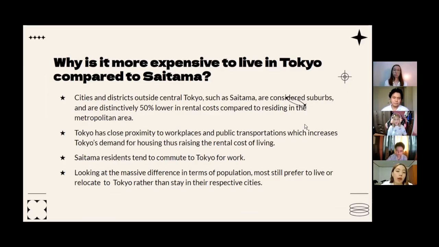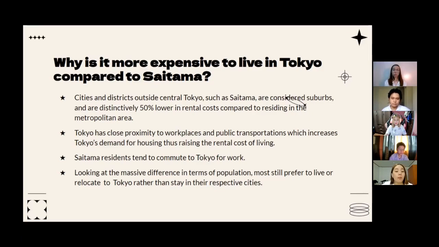You may be wondering why Tokyo is much more expensive and populated than Saitama. The main factor is urbanization and geographical location. Cities and districts outside central Tokyo, such as Saitama, are considered suburbs and distinctly 50% lower in rental costs compared to residing in the metropolitan area. While Tokyo, being Japan's seat of economic activities, is more urbanized and has close proximity to workplaces and public transportations, which increases Tokyo's demand for housing, thus raising the rental cost of living.